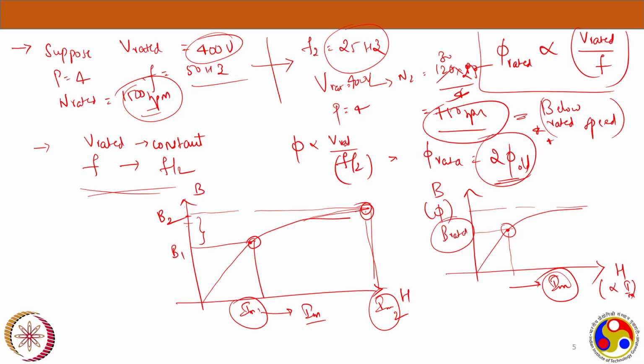So how can we avoid this? Your machine is drawing very high magnetizing current, but you need speed control. You have reduced the frequency by half, but that is posing a danger of motor core saturation. So how can this be avoided? People were thinking, how can we vary the frequency while also keeping the rated voltage constant?